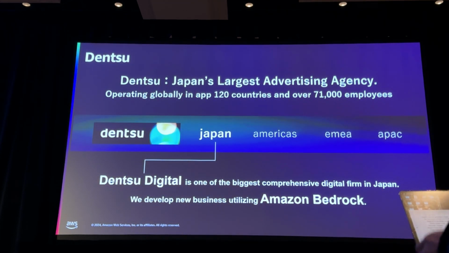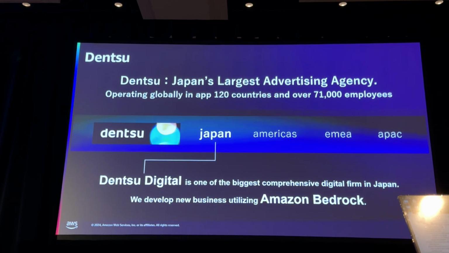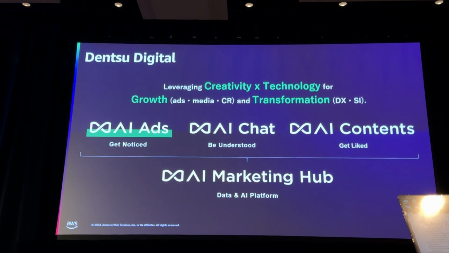Let me introduce Dentsu. Dentsu is Japan's largest advertising agency, and we are operating our business globally in approximately 120 countries, including Japan, the Americas, EMEA, and APAC, with over 71,000 employees. Dentsu Digital, my company, is a subsidiary of Dentsu Japan, and it's one of the biggest comprehensive digital firms in Japan. And of course, we develop new business utilizing Amazon Bedrock. Thank you, Amazon.